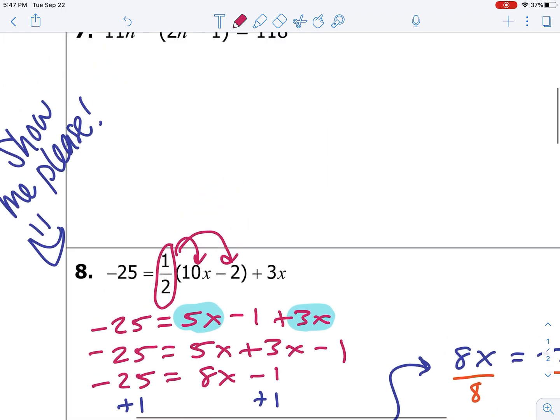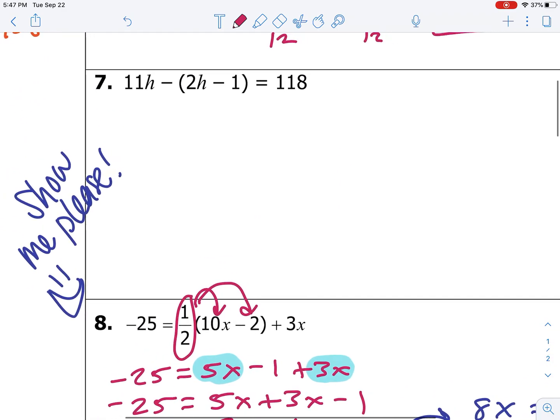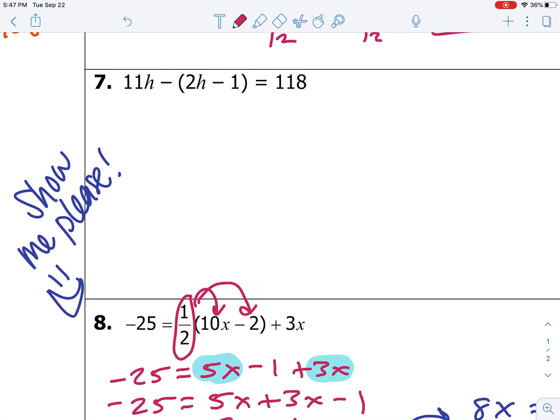So our next problem that we want to work is number 7. Please pause this video and try number 7, and when you're finished, come back to the video and see if you worked it correctly.